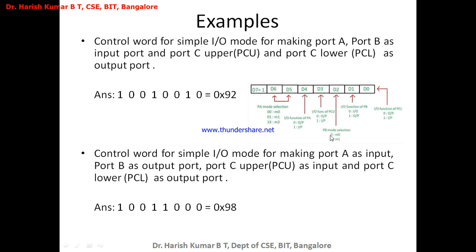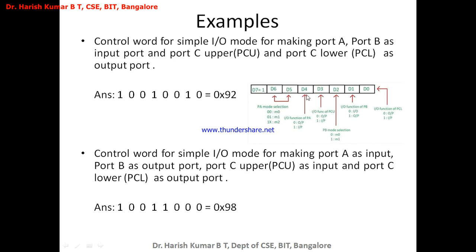To operate it in mode 0, I have to give it as 0. To operate it in mode 1, I have to give it as 1. Since the question says make port B operate in simple IO mode, I have to make it as 0. Next, D3 is what? PC upper, port C upper. Now what port C upper I have to make? I have to make it as output port, so this is also 0, output port.